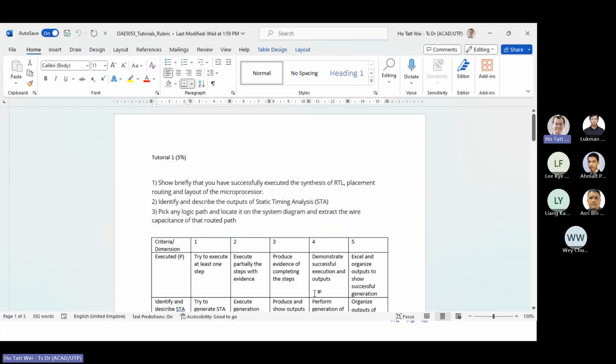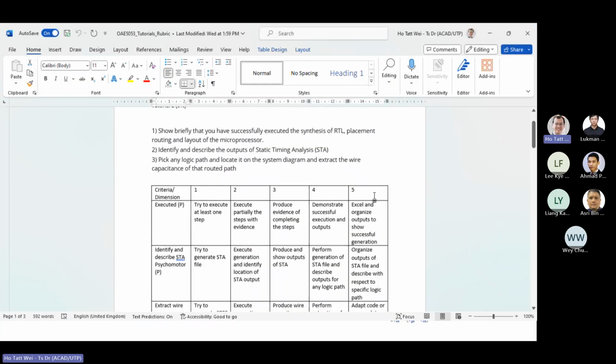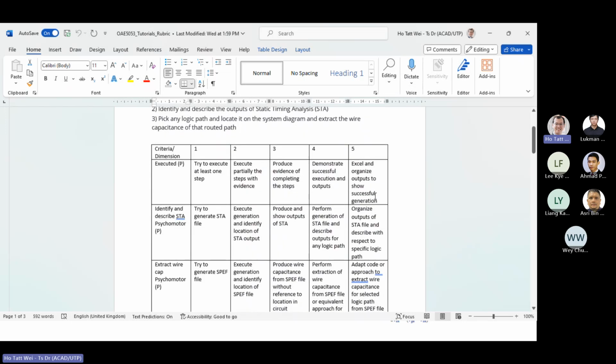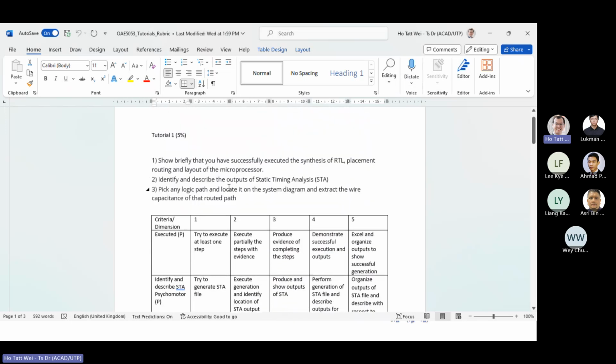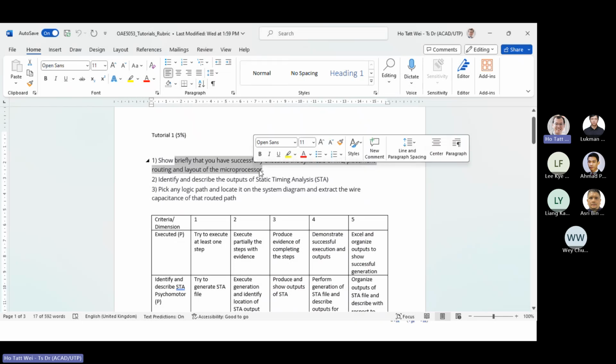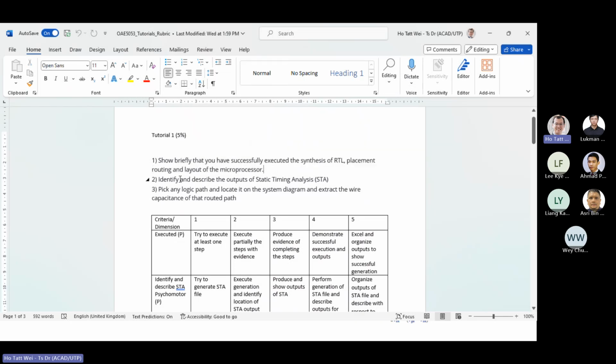Okay, first I want to talk about the rubrics of the tutorial, how I will actually grade it. For tutorial 1, there are 3 questions. Show briefly that you have successfully executed this. The second is identify and describe the outputs of static timing analysis. The third, pick any logic path and locate its layout diagram, extract the wire capacitance and the wire routed path.